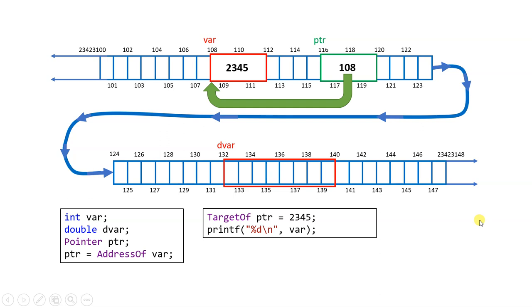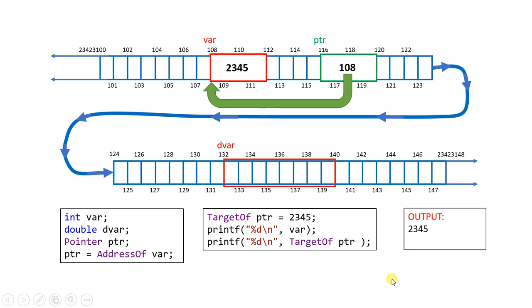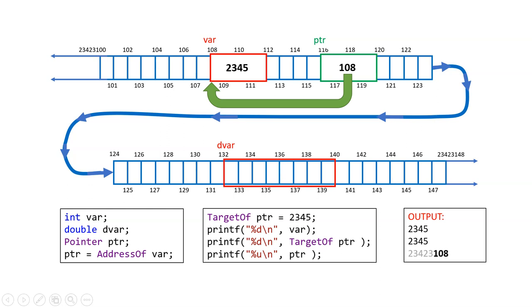So if I say printf percent %d var, obviously what's going to get printed is 2345. Are we okay with this? And if I say printf target of PTR, obviously again 2345 is going to get printed, correct? But if I say print PTR, and I put percent %u over here, I'll explain later, what's going to get printed is actually the address of var, correct? Are we okay? You're okay with this, right?